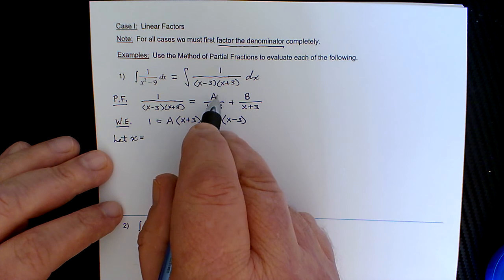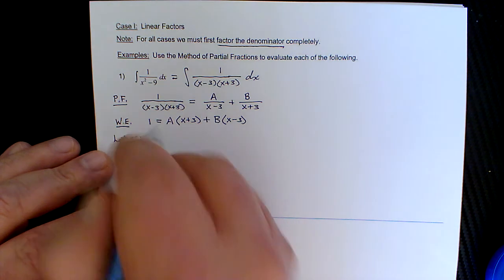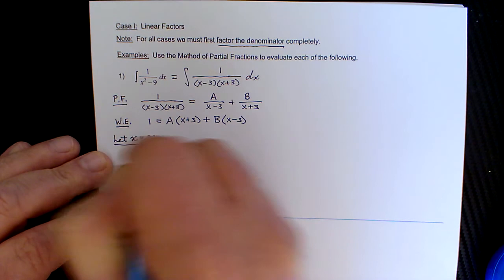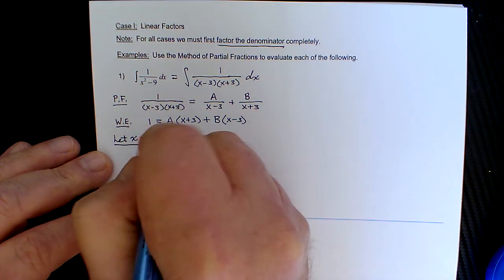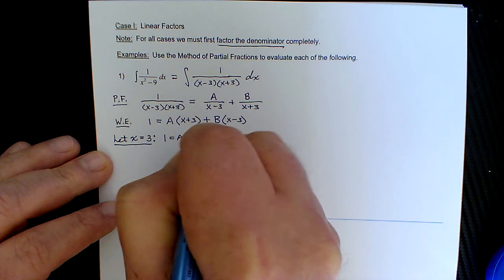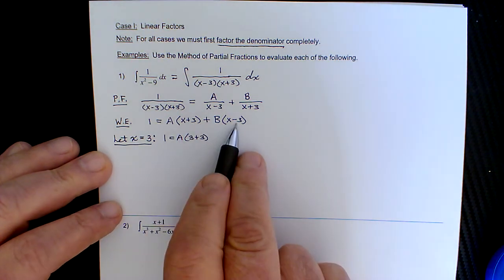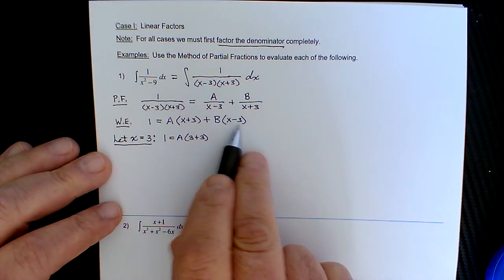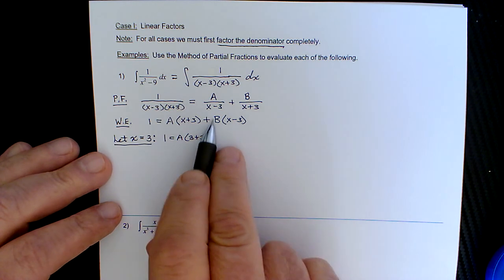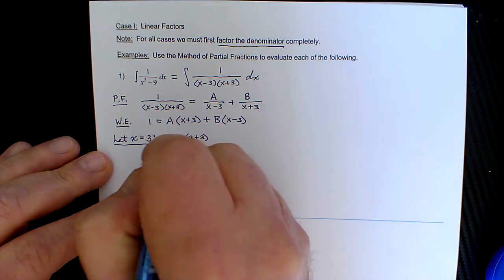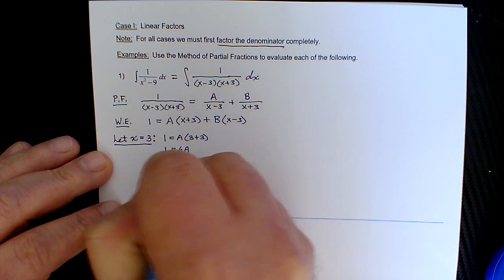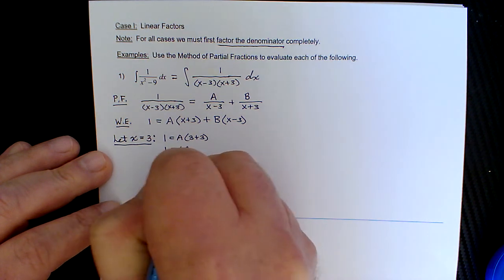So therefore, in this case, to solve for a, I could let x equal 3. And if we let x equal 3 into the working equation, we get 1 equals a times 3 plus 3. There's no need to show the substitution for 3 here, because obviously that's why we chose it, because 3 minus 3 is 0, and that eliminates b. So therefore 1 is equal to 6a, and a is 1/6.